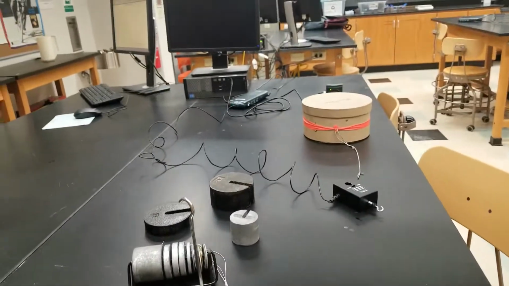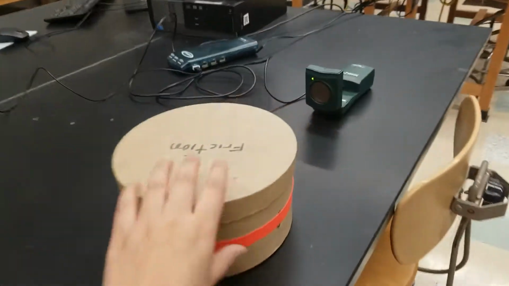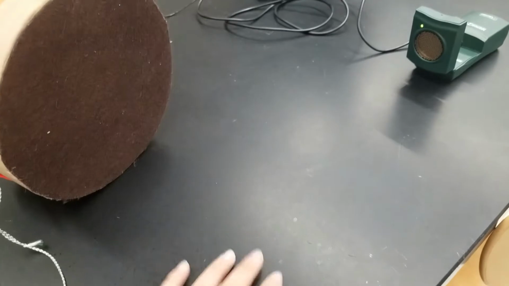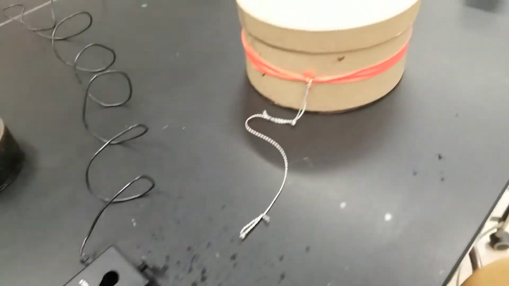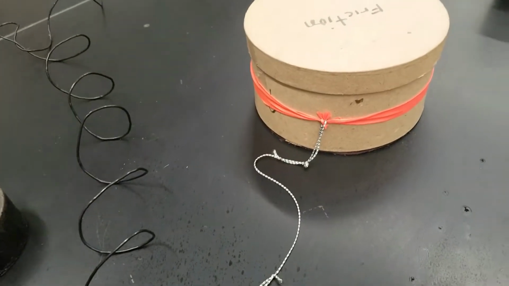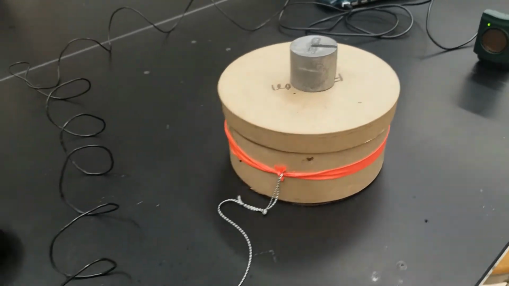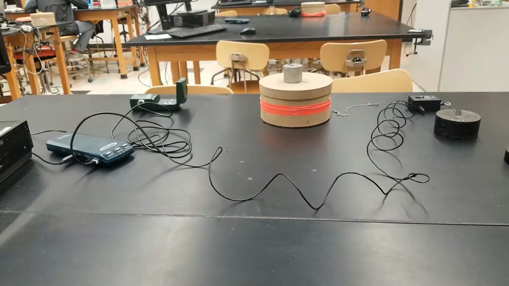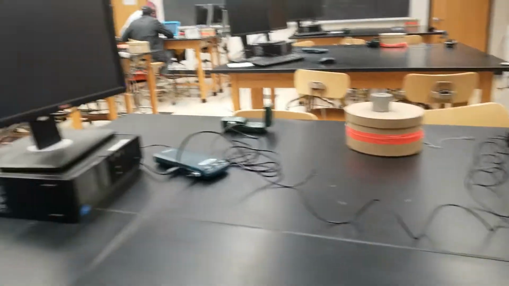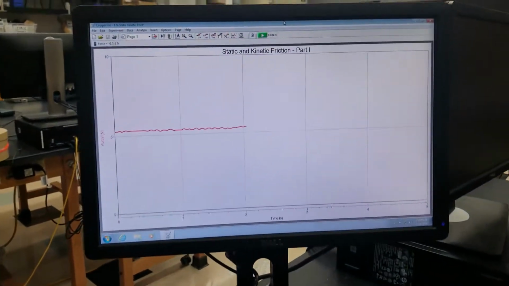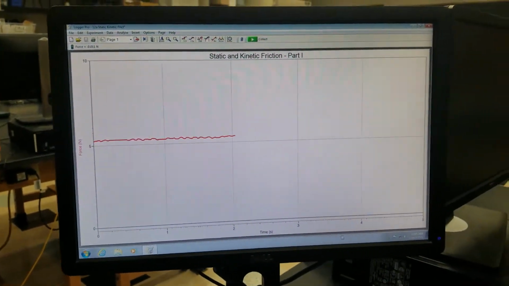Today we're going to study the frictional force between this box and the top of the desk. We have a motion detector here, and a force probe here. We will add different masses inside the box, so we'll change the weight of the box itself. We will use the Logger Pro software to record the force.